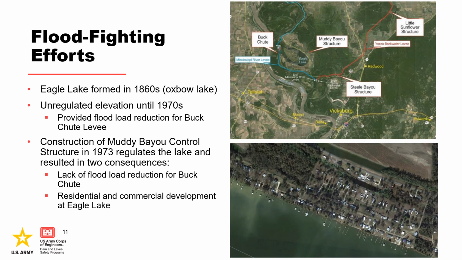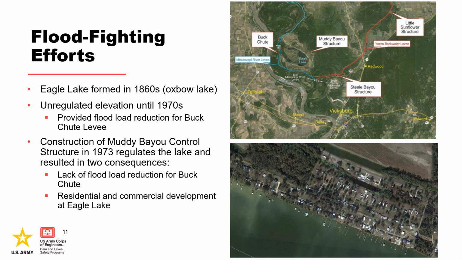Another major intervention action undertaken was a manipulation of the water level of Eagle Lake. Eagle Lake was formed back in the 1860s when it was cut off from the main Mississippi River channel. Throughout its history, it has been an unregulated lake with the water surface elevation rising and falling during flood events due to backwater flooding from the Yazoo River. Prior to 1973, the fluctuating lake elevation allowed for water to inundate the Buck Chute Levee landside toe during high water events, effectively reducing the head differential experienced by the embankment.